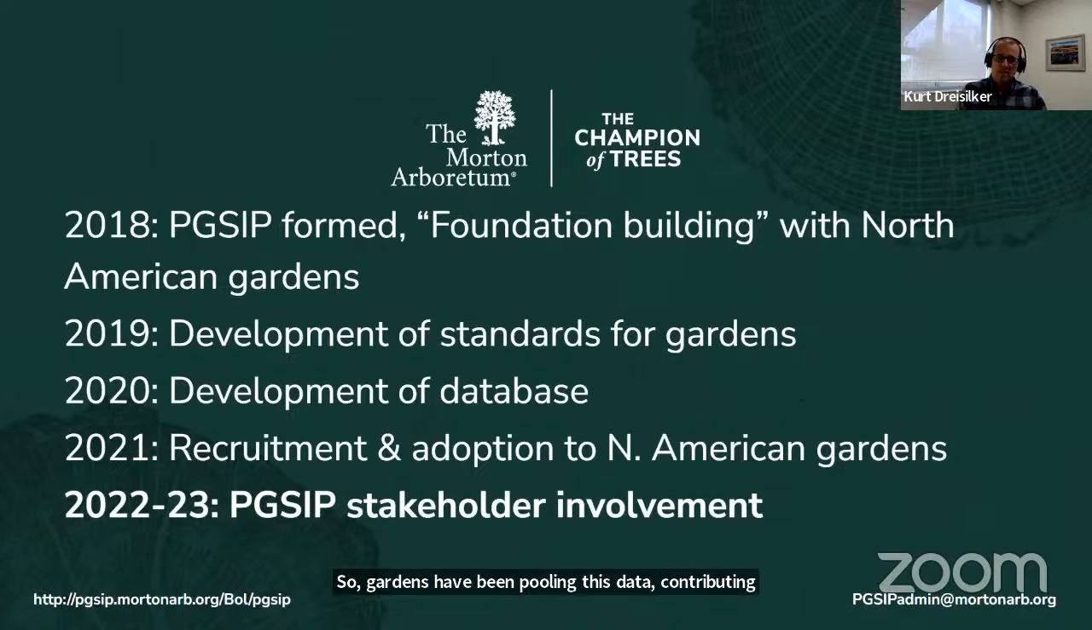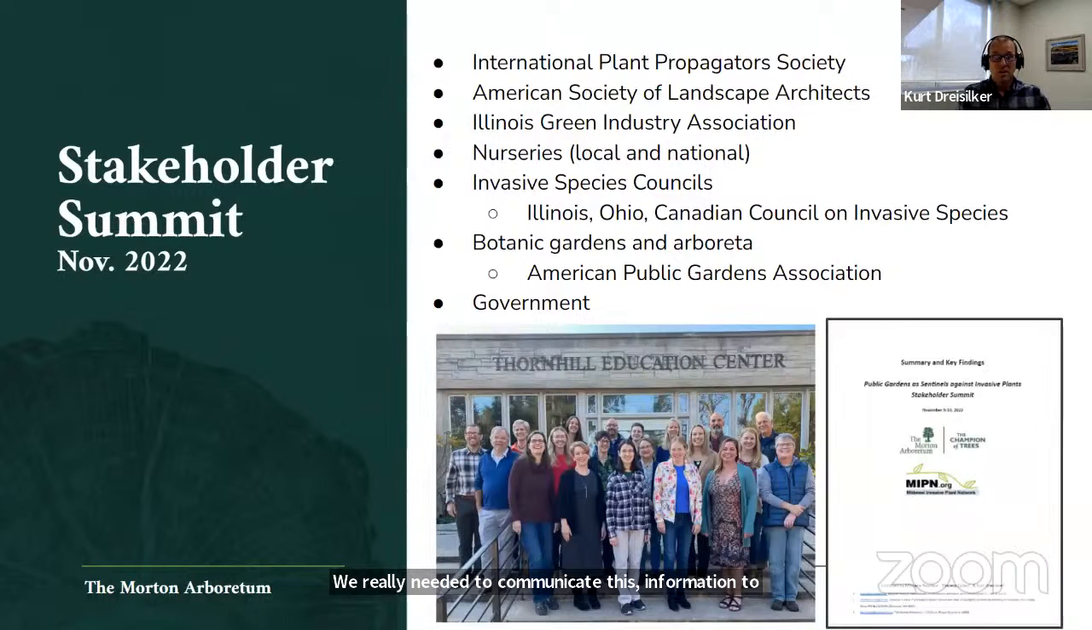But as I mentioned, that data was locked behind that registration wall. And so we know that in order for this initiative to help prevent plants from becoming invasive, we really needed to communicate this information to other stakeholders, like landscape architects, propagators, the green industry, nurseries, invasive plant councils, and so on. So we invited this group of organizations to the Morton Arboretum back in November of 2022 to talk through just how to communicate that. What do all these stakeholder groups need in order to effectively communicate this information to their stakeholders?